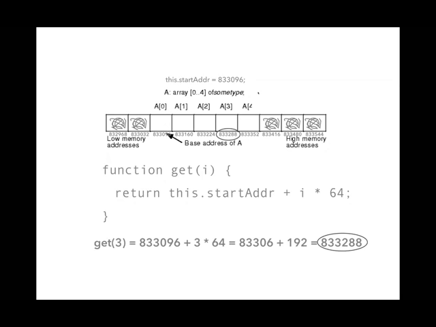Add those two together, I get 833288, which is exactly the value of 83, right? And of course, if I is equal to 0, that is actually the reason why we use zero indexing. If you ever wondered why zero indexing, this is why. To make this math easy and really fast, which is part of what makes arrays really fast, because it happens so often.